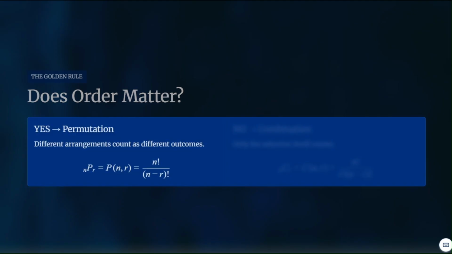Here's the golden rule. Does order matter? If the answer is yes, you'll use permutation because different arrangements count as different outcomes. Remember the formula: n permute r is equal to n factorial over n minus r factorial, where n is the total number of objects and r is the number of objects being selected.